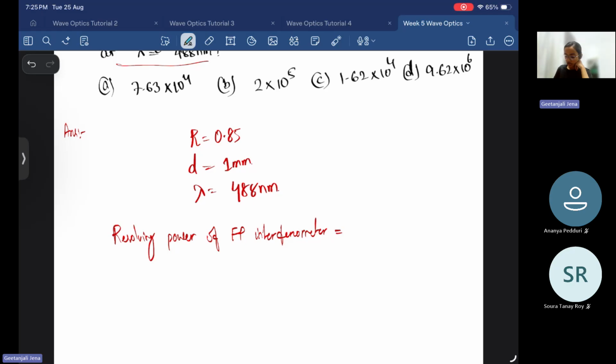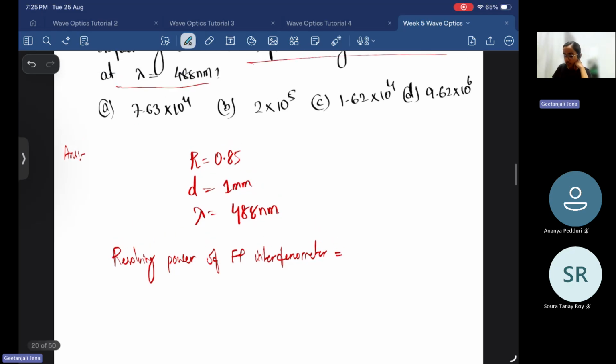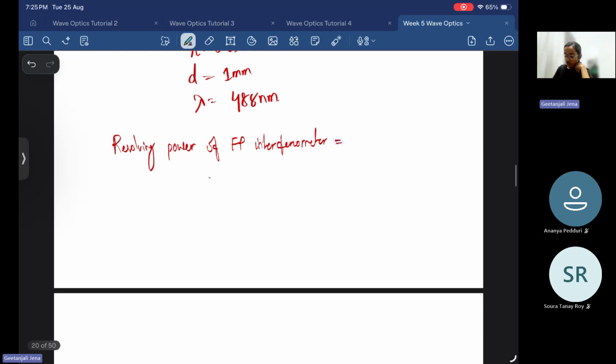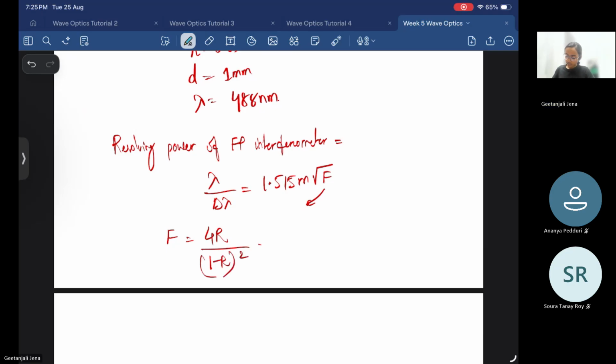Seven point nine times 10 to the 4. That means you are getting a value close to this. Yes, option A is the correct answer. So resolving power is lambda by delta lambda, and we have found the expression, m times square root of F. And so for that we need to calculate F. F is 4R over (1 minus R) squared. R is given as 0.85, which will be 151.